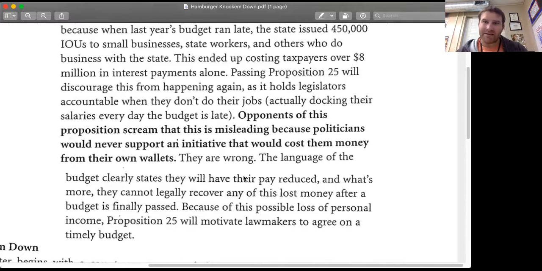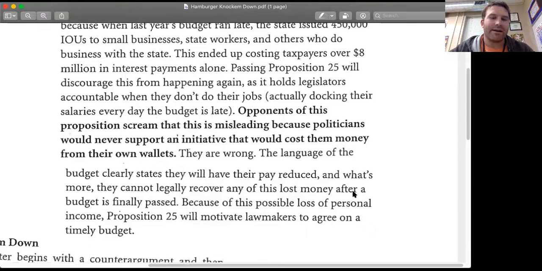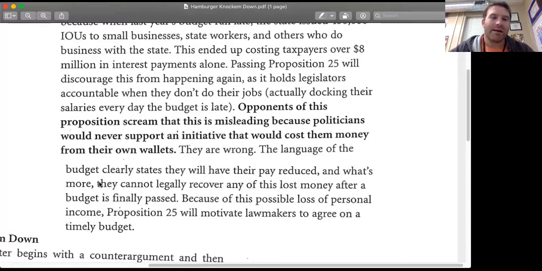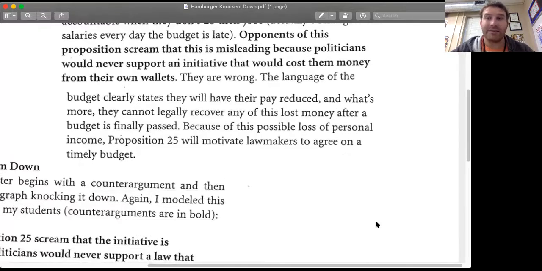Here's the counter argument that they're going to provide. Opponents of this proposition scream that this is misleading because politicians would never support an initiative that would cost them money out of their own wallets. Then they're going to react to the counter argument. They are wrong. The language of the budget clearly states that their pay is reduced, and what's more, they cannot legally recover any of this lost money after the budget is finally passed. Because of this possible loss of personal income, Proposition 25 will motivate lawmakers to agree on a timely budget.